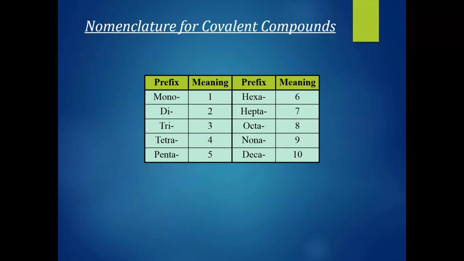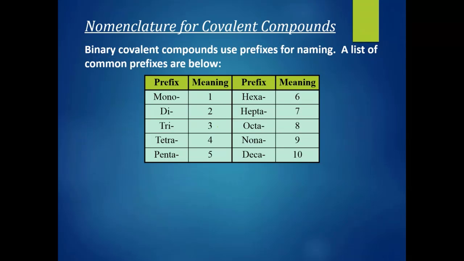So let's name some covalent compounds. Since we nailed ionic compounds, we're doing pretty good. Let's hit the covalent compounds. Fortunately, these are a lot easier. It's all based on prefixes.